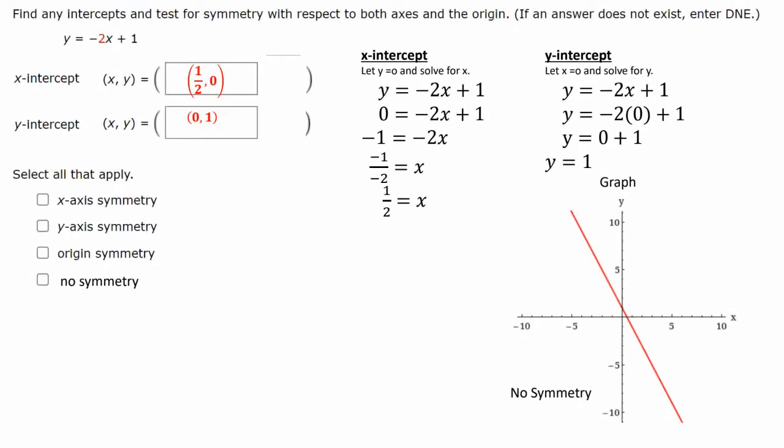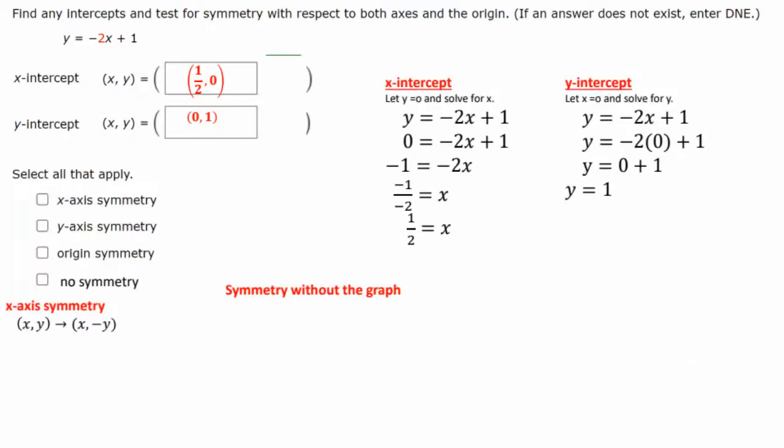Now, if we were to graph it, we would have our graph this way, right? It crosses the x-axis. Excuse me. We're checking for symmetry. So to check for symmetry, let's look at x-axis symmetry. For x-axis symmetry, if we change the sign of y and we still have the same equation, then it has that respective symmetry. So let's go ahead and test if it has x-axis symmetry.